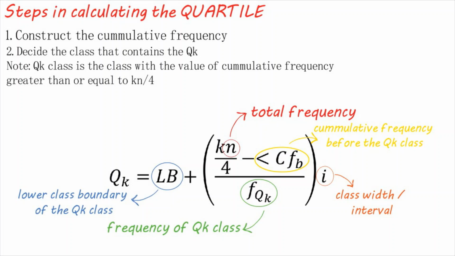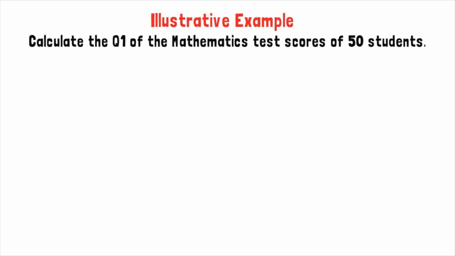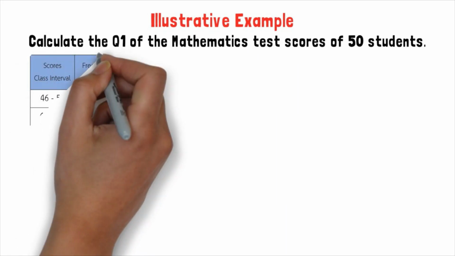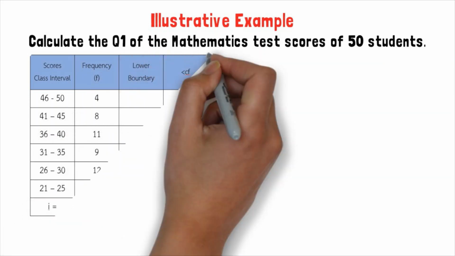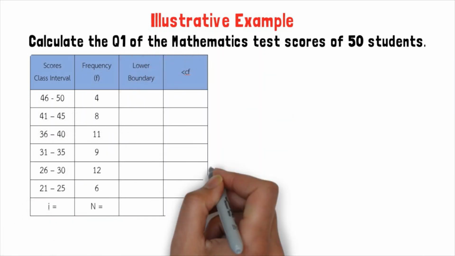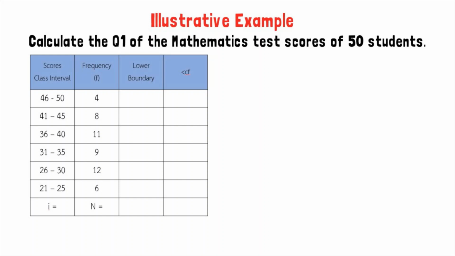So kung papansinin natin, medyo komplikado yung ating steps in solving for the quartile for group data. Para mas madali niyong maintindihan, let us have illustrative examples. Let us say na ito yung ating given kung saan nakalagay na si class interval at ang ating frequency, and we are asked to compute for the Q1 or the lower quartile. So ang unang step natin ay kumpletuhin muna natin ang mga missing parts ni frequency distribution. So ang una nating kuhanin ay ang value ng ating class interval.